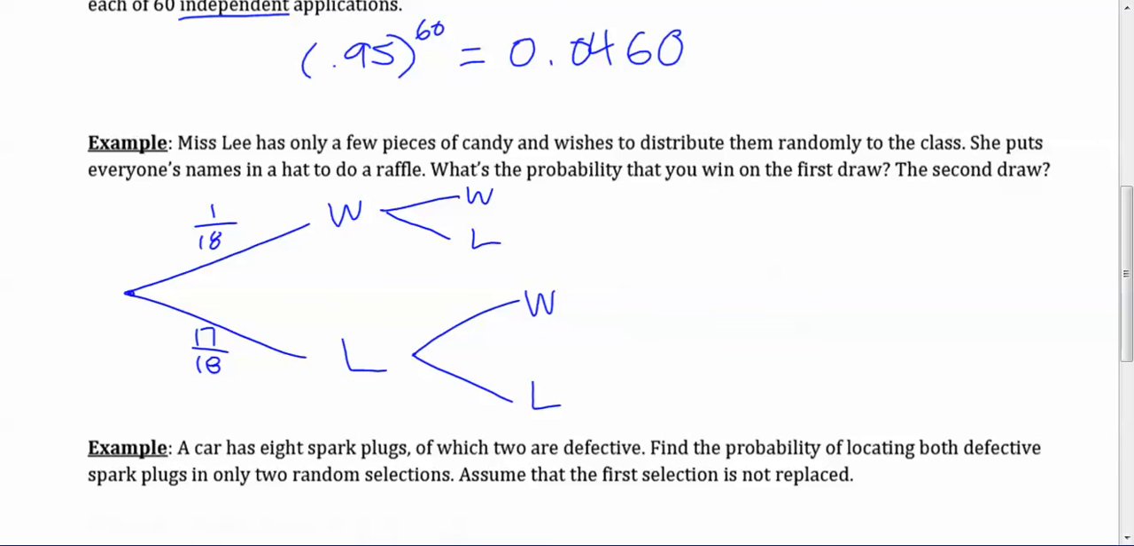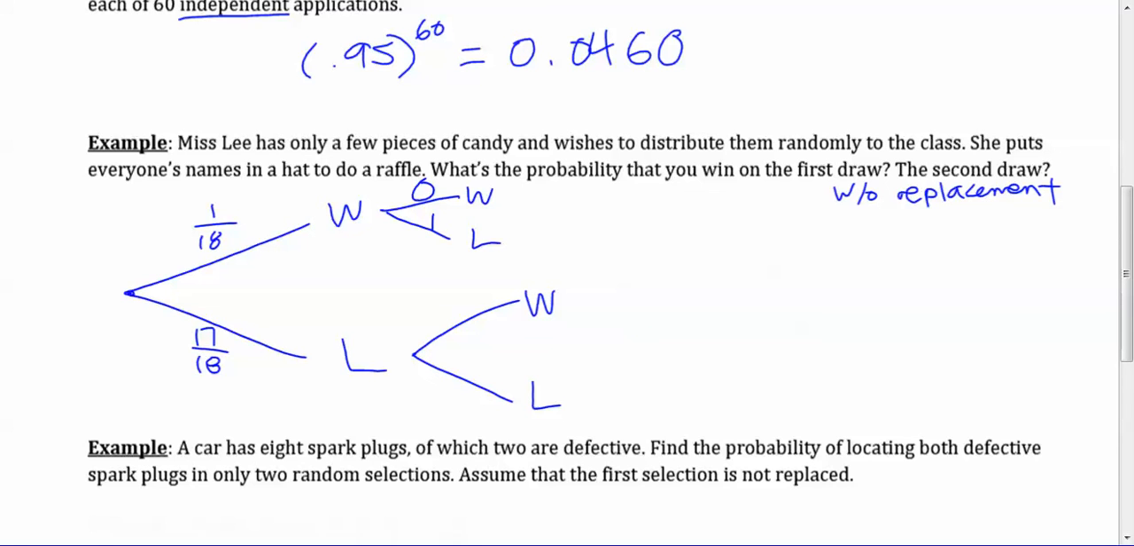Since we just did those, we're going to assume for the purposes of this example that we're doing these without replacement. So if you're doing this without replacement, and you won the first time, then the probability to win the second time is going to be 0. You cannot win on the second time because you've already won, which automatically means the probability that you do not win is going to be 1, and the probability that you do win is going to be 0.